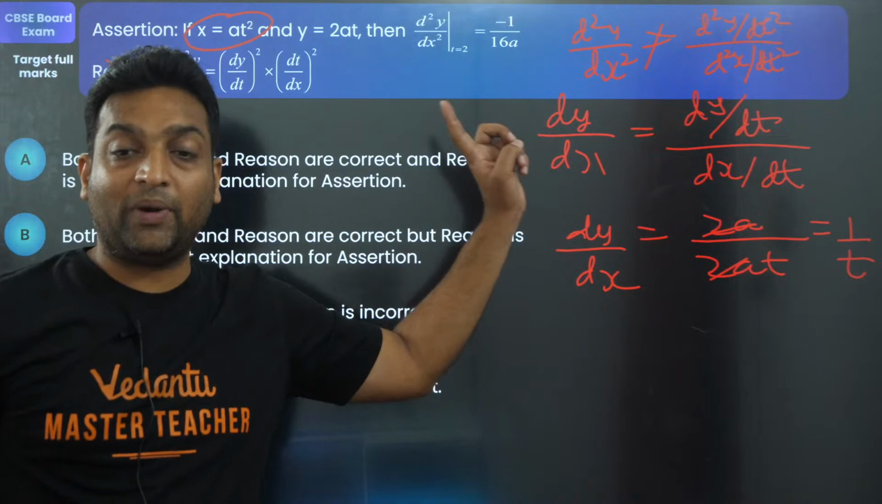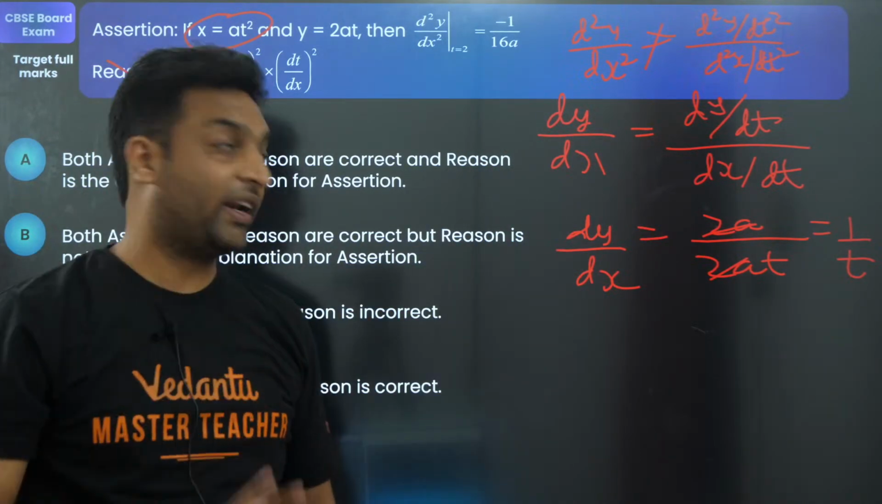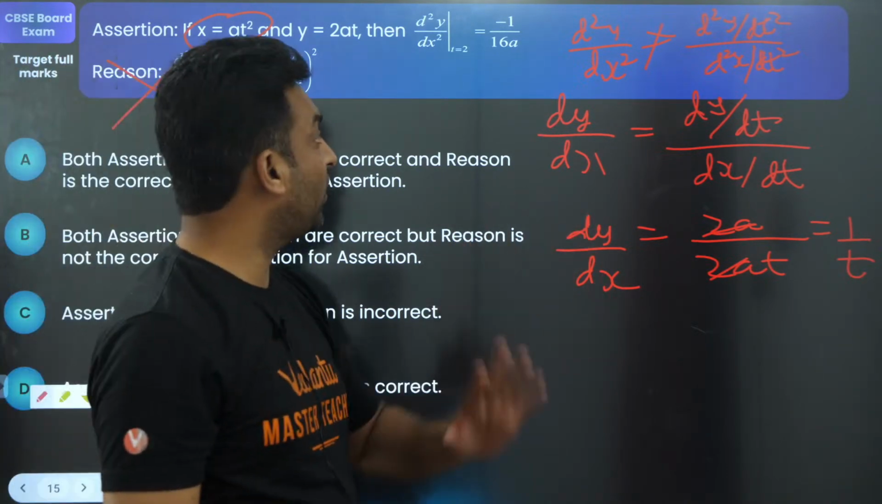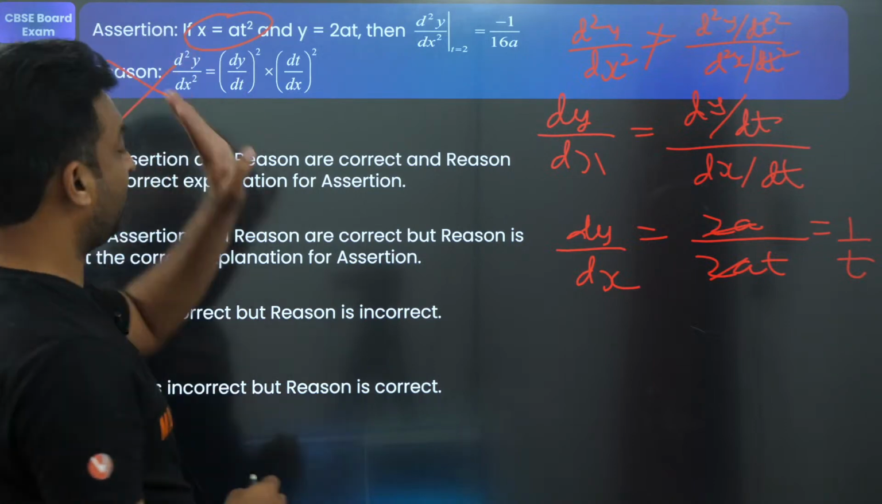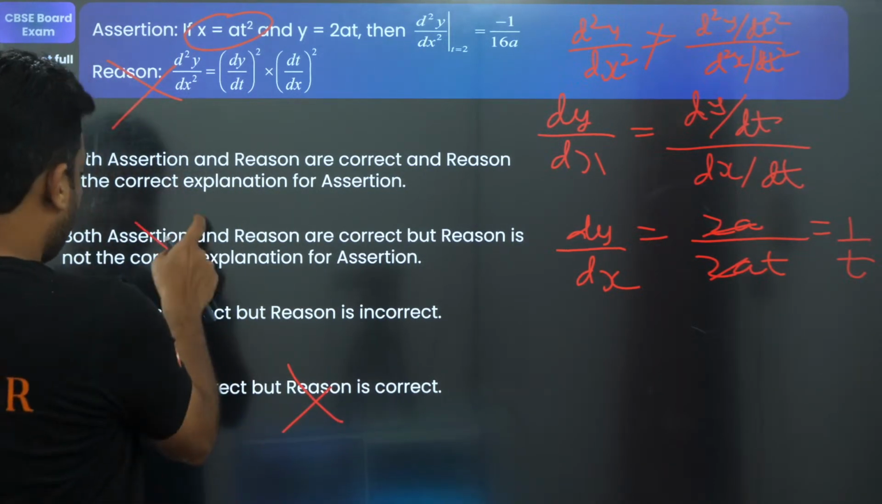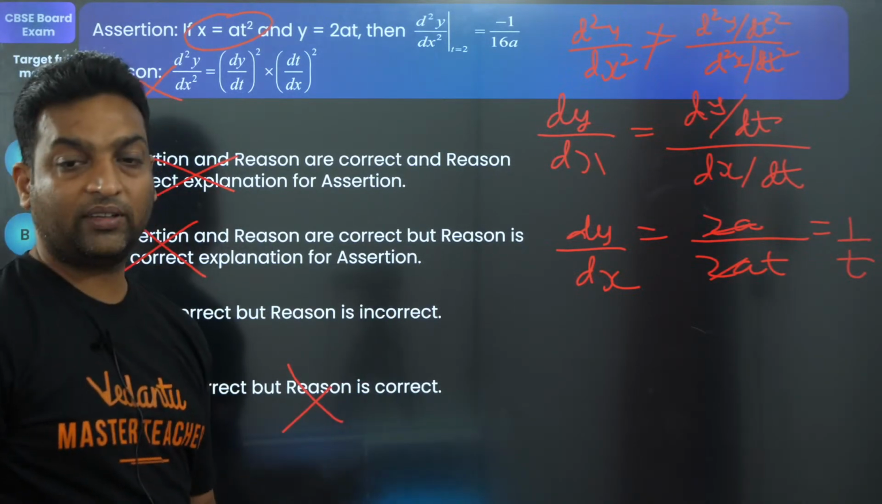In d square y by dx square, the double derivative, you cannot directly divide, but in single derivative you can directly divide. So the reason is wrong. The answer is C, by the way, because the reason is wrong.